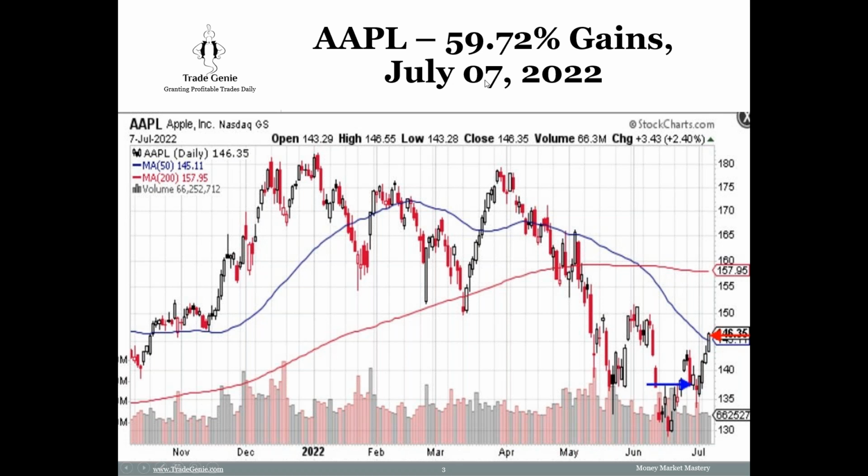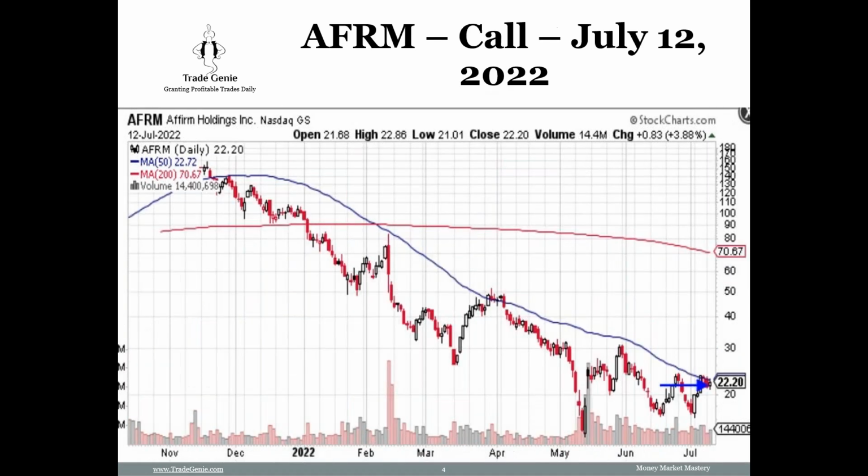Entered on July 2nd, closed on July 5. So in like 5 days, we had a 60% gain. Then another one, AFRM. Now look at the date of the trade: July 12th. By July 19, we got the first signal in the market. The market is turning to the upside.